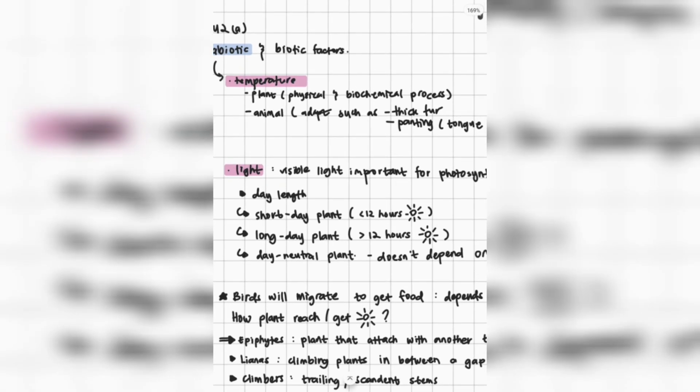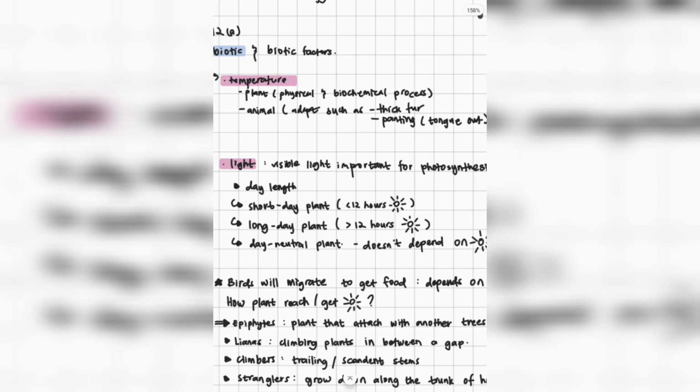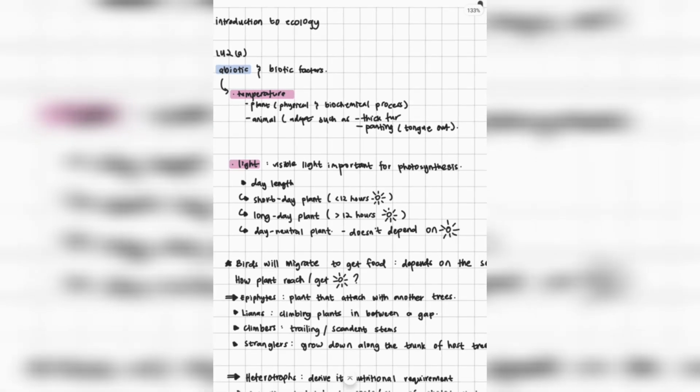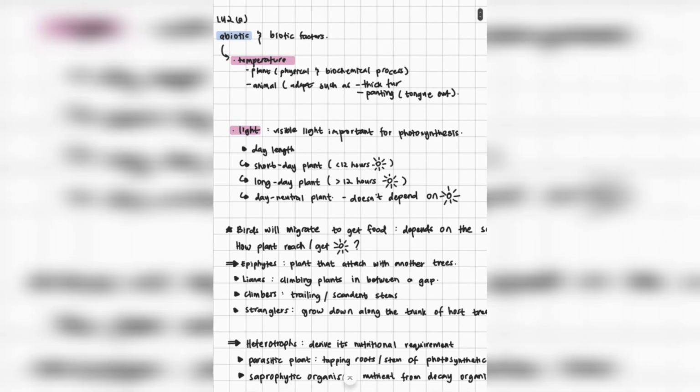So for plants, it affects physical and biochemical processes such as photosynthesis, respiration, and also transpiration, and others. So for animals, animals will need to adapt to the environment temperature, which means they need to have a thick fur, and for dogs they will pant, which is their tongue will come out of their mouth. So secondly is light.